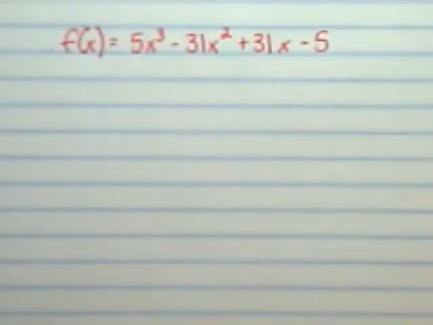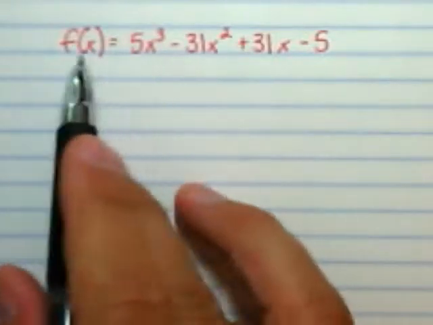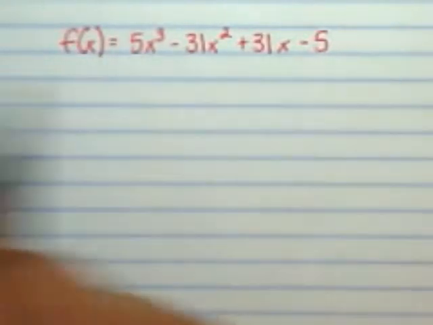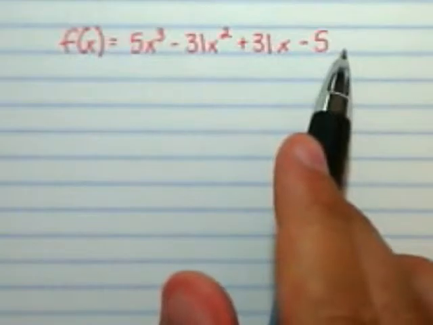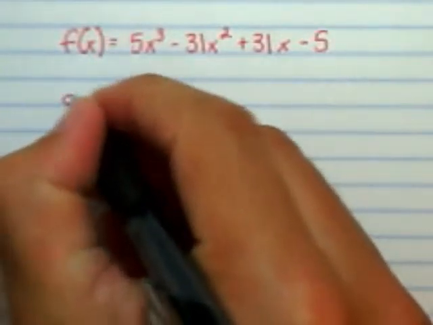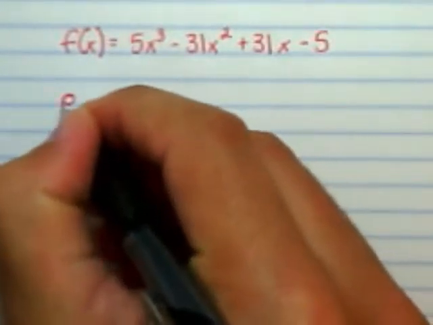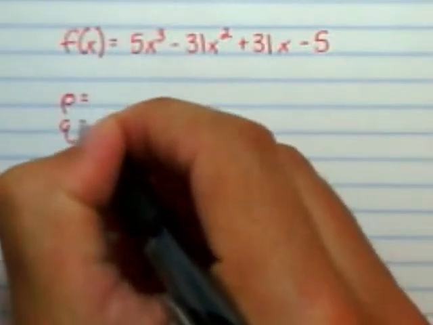Okay, we're going to do our first example. This is a very easy example to start out with. We have our equation here. We have our polynomial. We are going to find first our P and Q. So we need to know what P equals and we need to know what Q equals.